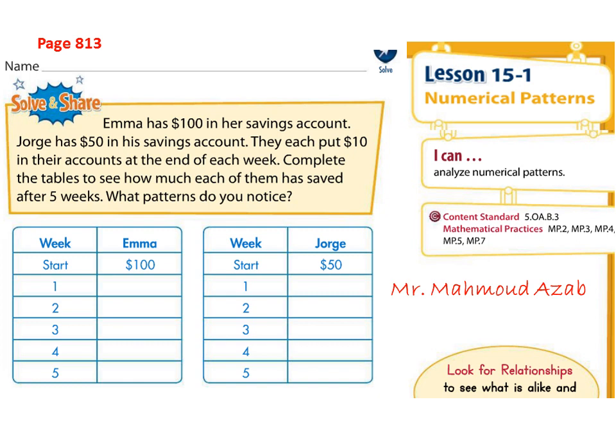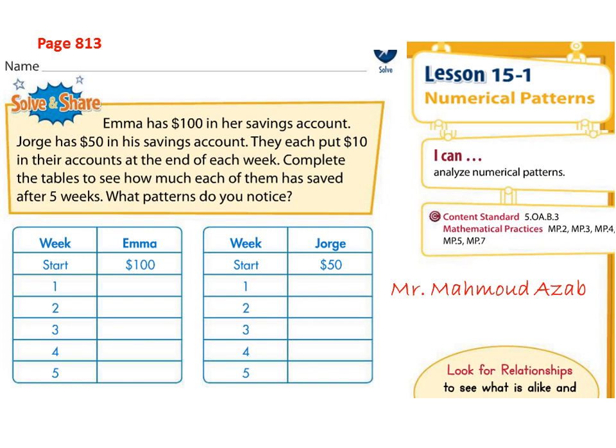Read this example, page 813. This example says, Emma has $100 in her savings account. George has $50 in his savings account. They each put $10 in their accounts at the end of each week. Complete the table to see how much each of them has saved after 5 weeks. What pattern do you notice?